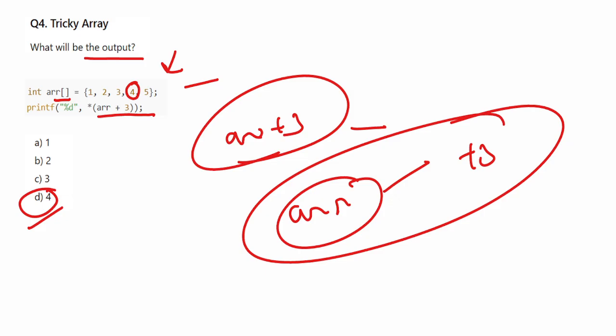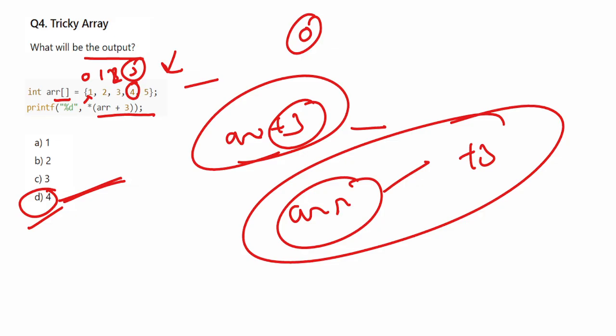Sorry, let me explain again. Array means it is pointing to the current value, that is index 0. When we add 3, it directly points to index 3 (0, 1, 2, 3). And what is the value at index 3 here? It's 4. The correct option here is option D, because array plus 3 is a pointer to the fourth element, and the value at that pointer is 4. That's why option D is correct here.